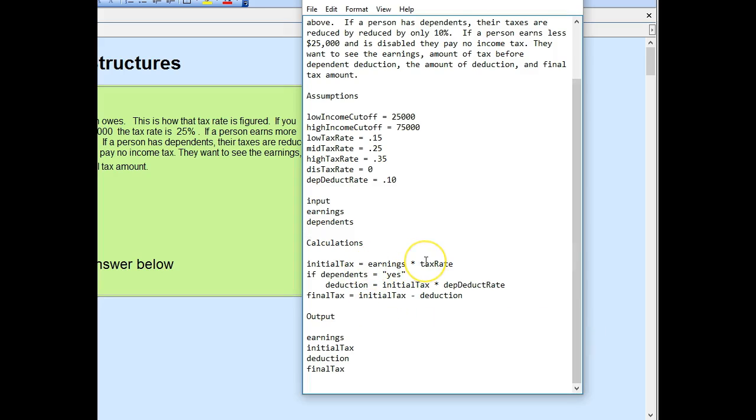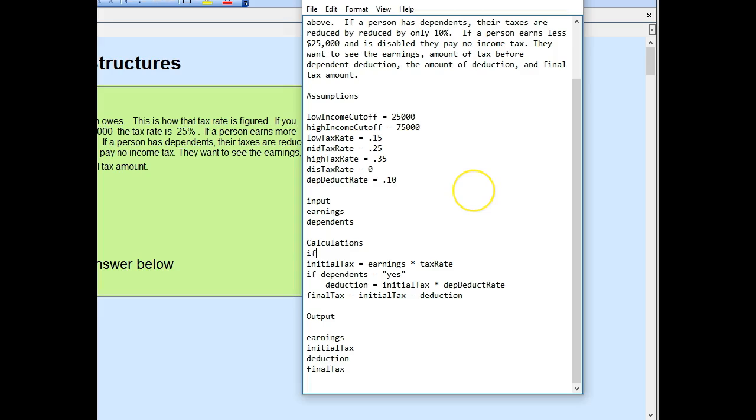So the thing we have to find out is our tax rate, and our tax rate is dependent upon the different cutoffs, 25,000 and 75,000. Well, I don't want to have it where I'm looking for less than 25 and then in between 25 and 75, because that's a complex decision. So we're going to say, is it less than 25? Is it greater than 75? And if it's neither of those, it's got to be in between. So I'll start with the 25 first.